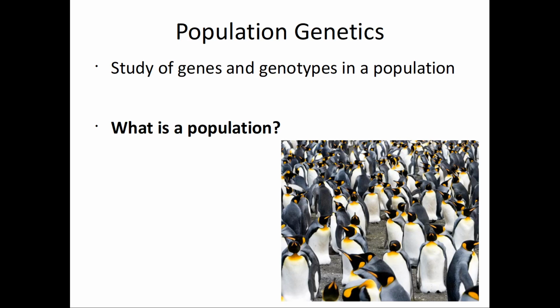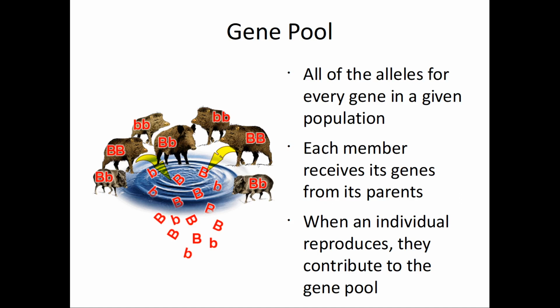All right, so population genetics, the study of genes and genotypes in a population. We talked about what a population is last chapter. It's essentially a group that interacts and exists and reproduces within itself. All right, a gene pool. So that's all the alleles for every gene in a given population. Each member receives its genes from its parents. When an individual reproduces, they contribute to the gene pool.